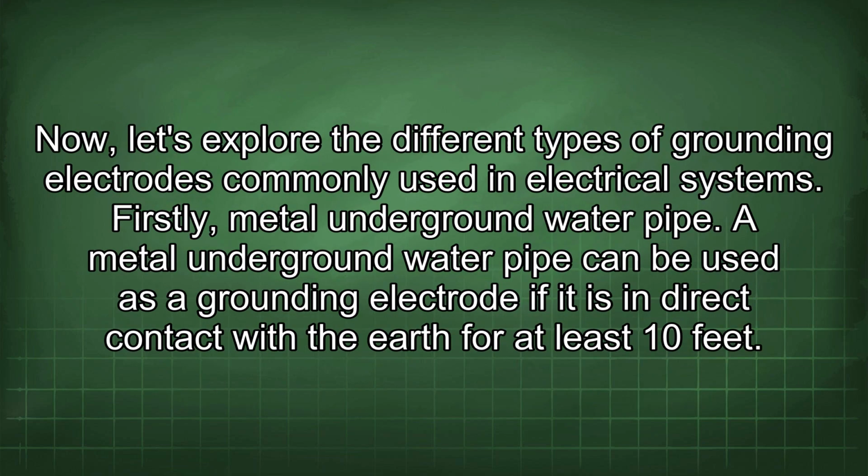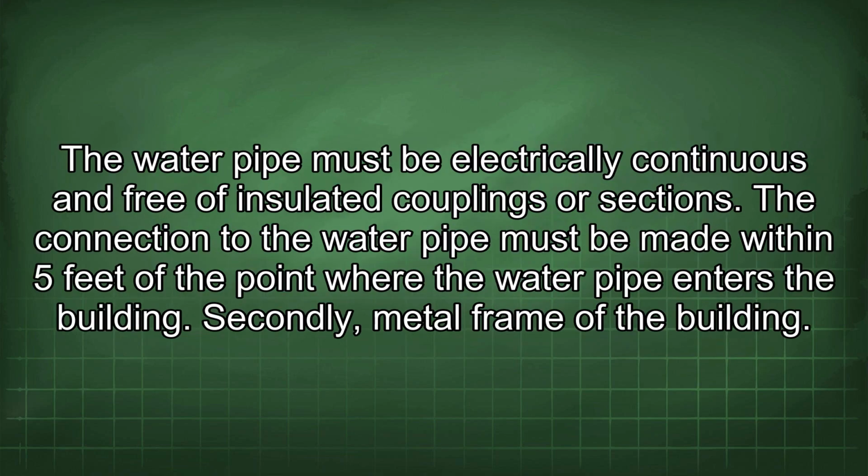Now, let's explore the different types of grounding electrodes commonly used in electrical systems. Firstly, metal underground water pipe. A metal underground water pipe can be used as a grounding electrode if it is in direct contact with the earth for at least 10 feet. The water pipe must be electrically continuous and free of insulated couplings or sections. The connection to the water pipe must be made within 5 feet of the point where the water pipe enters the building.